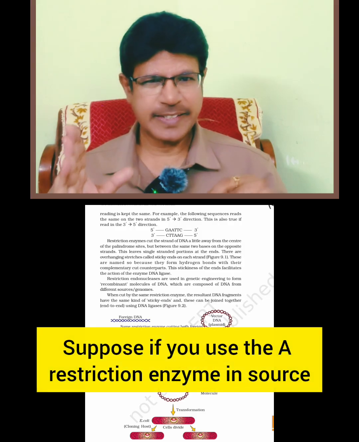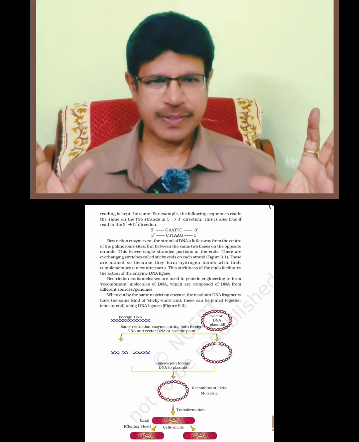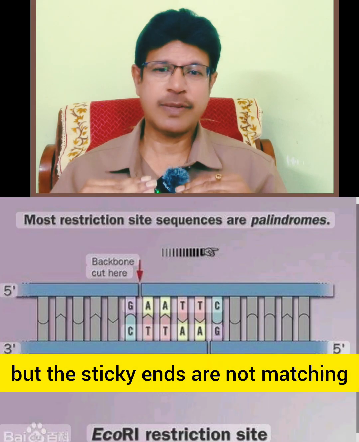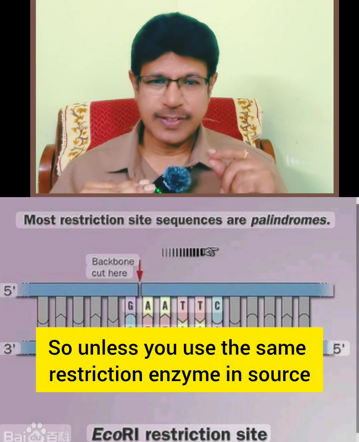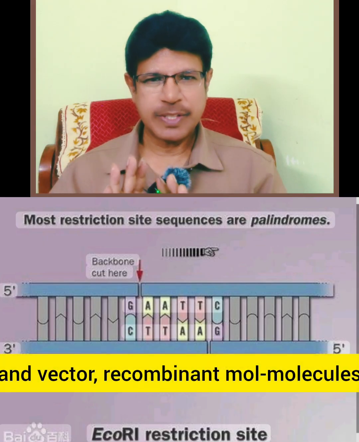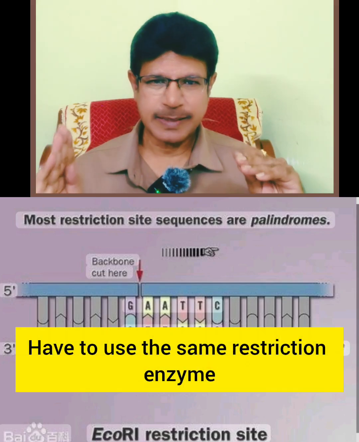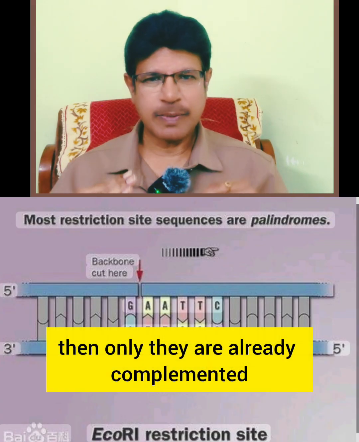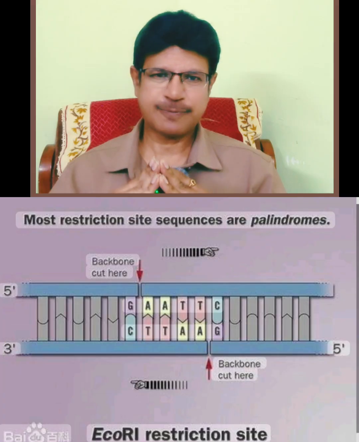Suppose you use restriction enzyme A in the source and another restriction enzyme B in the vector. In the source and vector, sticky ends are formed, but the sticky ends are not matching. That is, not complementary. So unless you use the same restriction enzyme in source and vector, recombinant molecules are not expected. You have to use the same restriction enzyme in source and vector, then only they are complementary and form hydrogen bonds between the sticky ends.